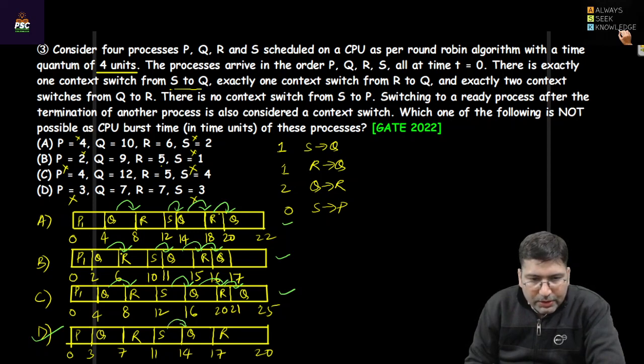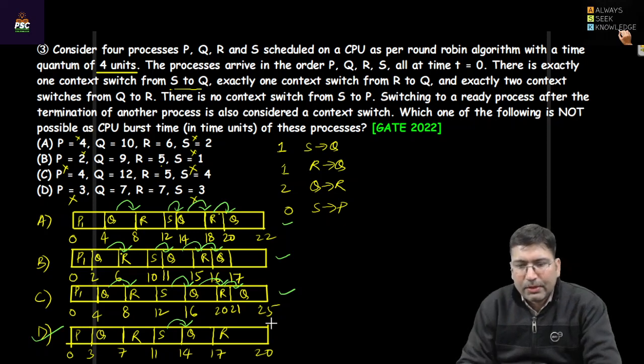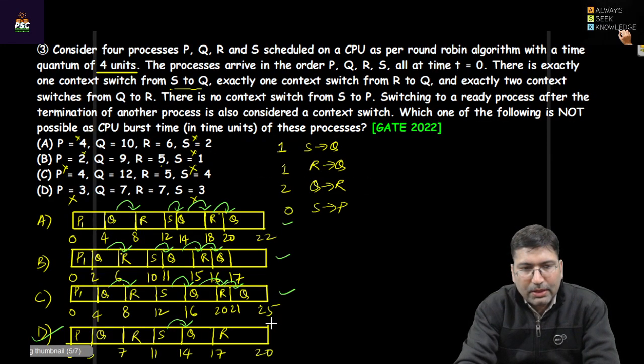S2Q, there is one context switch, it is fine. R2Q, there is no context switch. So that means D is the wrong one and D is the right answer. Okay. So I guess you are clear on this.